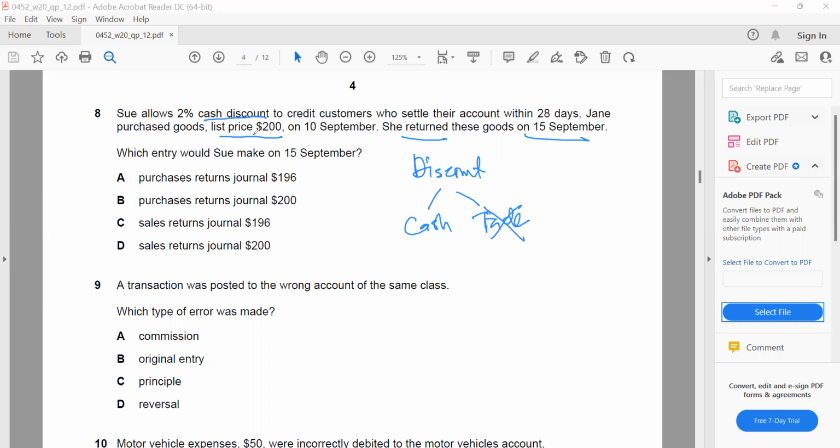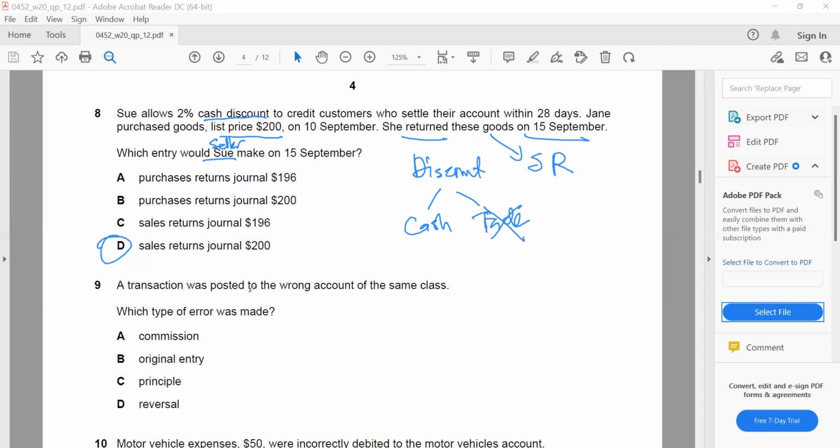So this one, 200 purchase price on 10th, she returned. That means these are the goods returned. Sue is the one doing the recording, so Sue is a seller. Seller will record this return as a sales return. So how much is the return? Assuming this is the total, because they didn't mention how much, they just say these goods. This means the total amount, so the total amount is 200. So she will record it under the sales return journal.